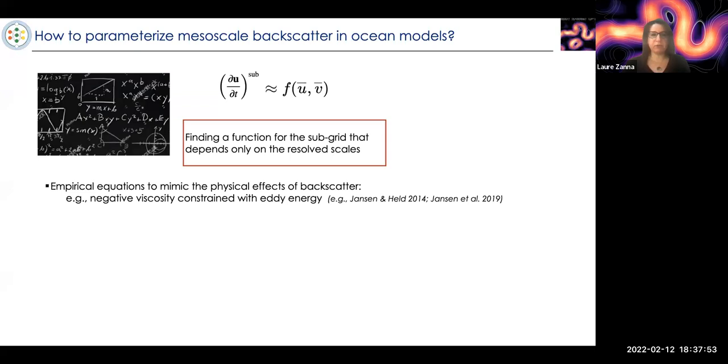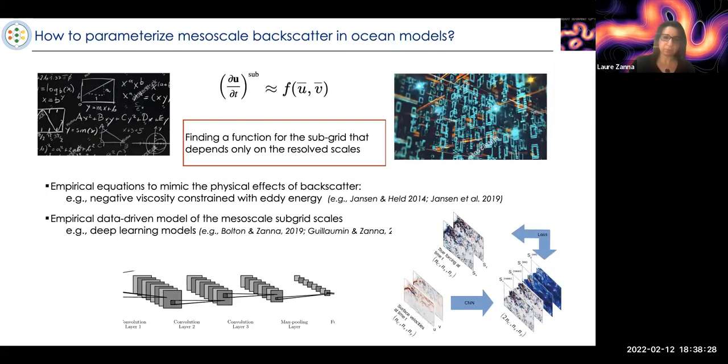So the way we've been typically doing it is by trying to come up with a mathematical operator that will mimic the process that we are after, or its effect. So there's a suite of nice papers showing how the backscatter can be represented by using negative viscosity constrained by the eddy energy of the flow. And so it's kind of a nice, elegant way of trying to re-inject energy at a given scale and letting it affect the large scale flow. So that's the way we typically do parameterization. Write down an empirical physical relationship and basically implement that in a climate model.